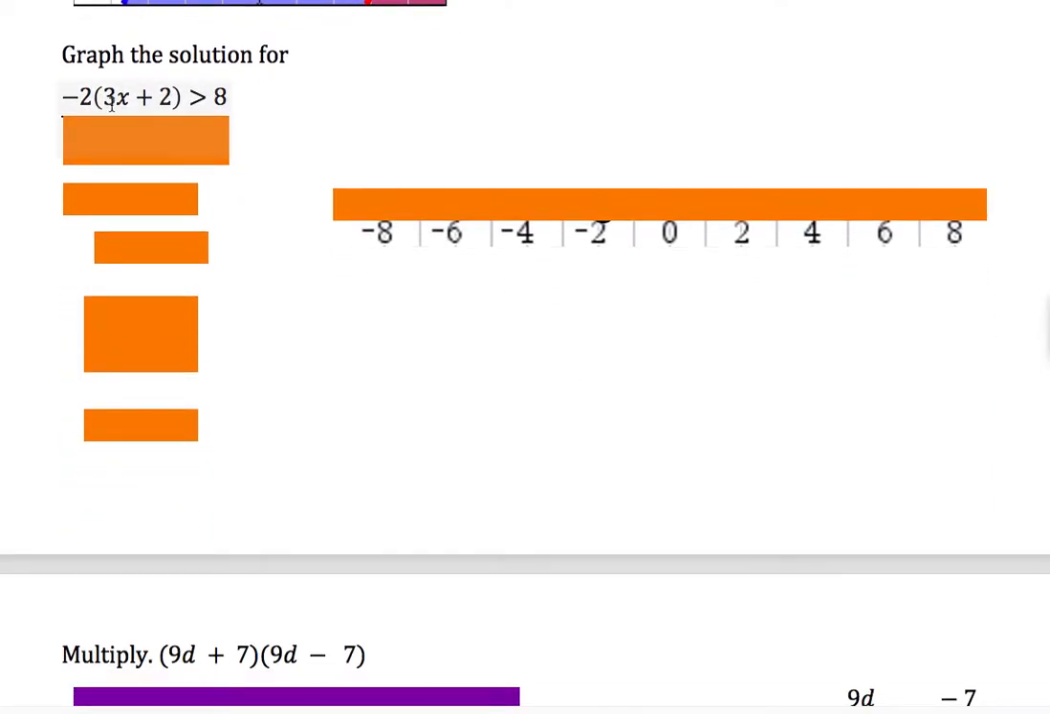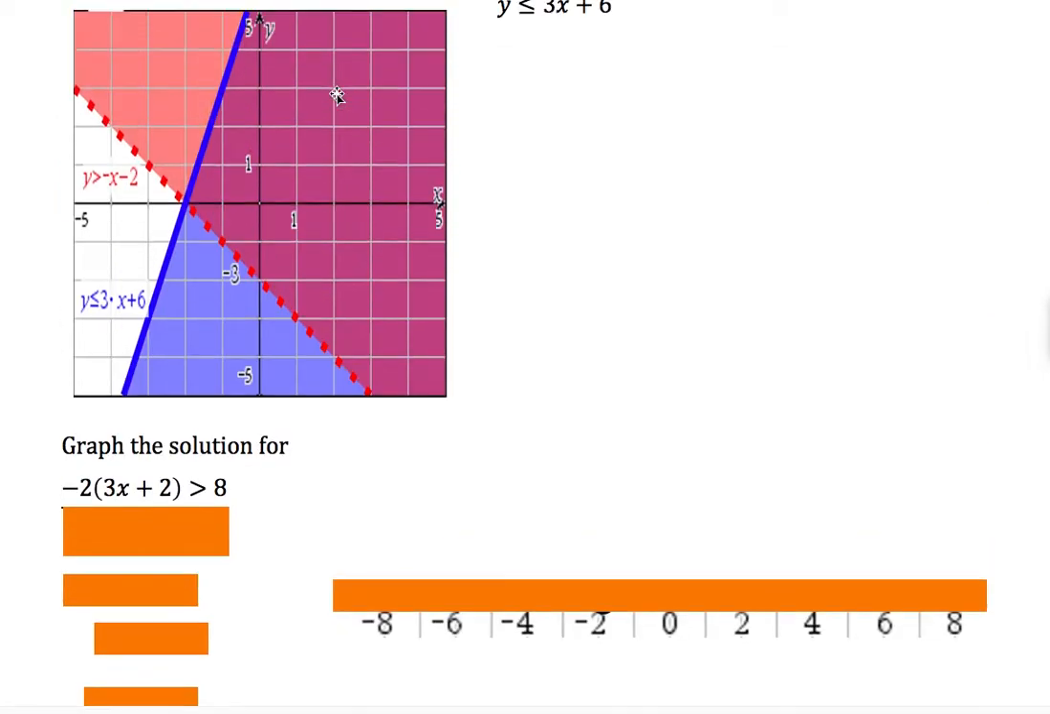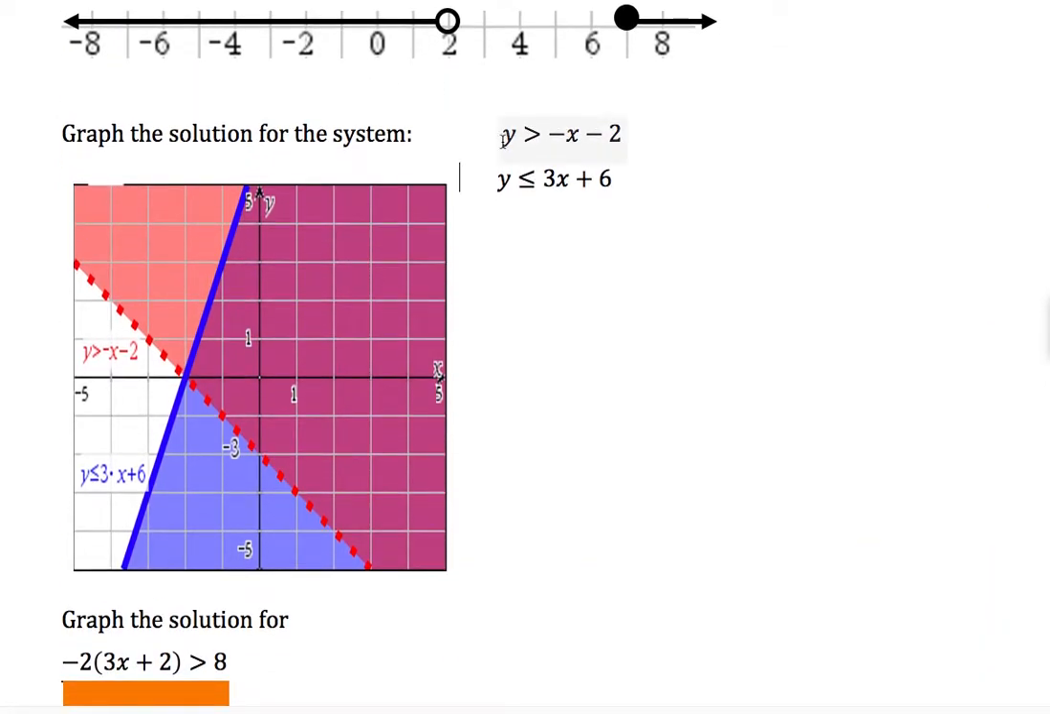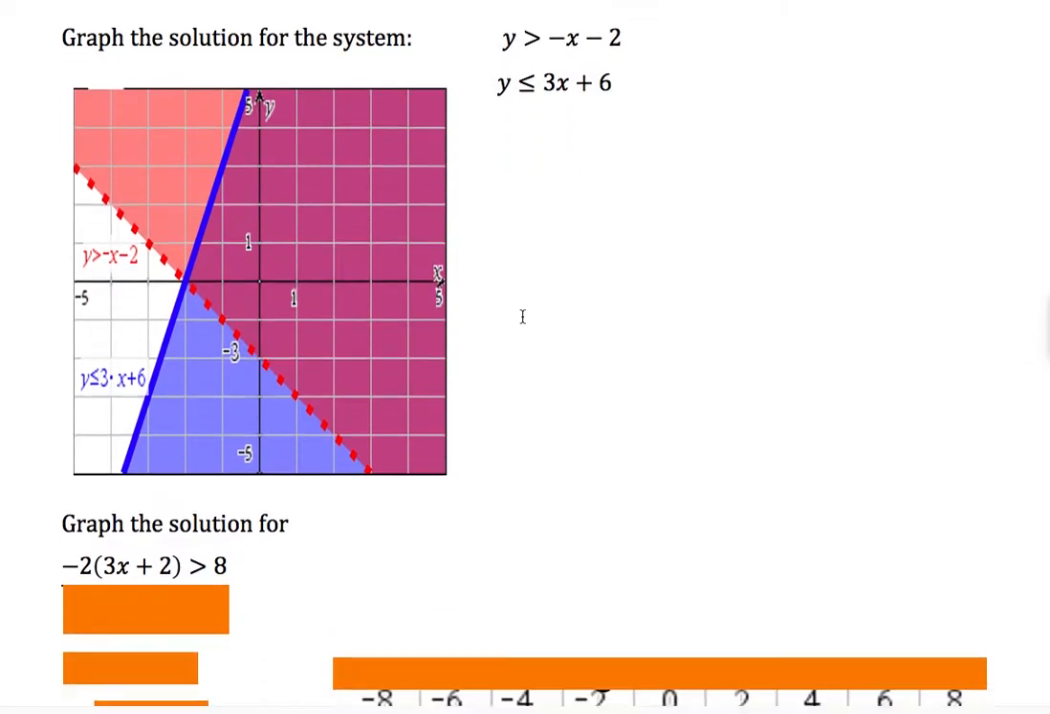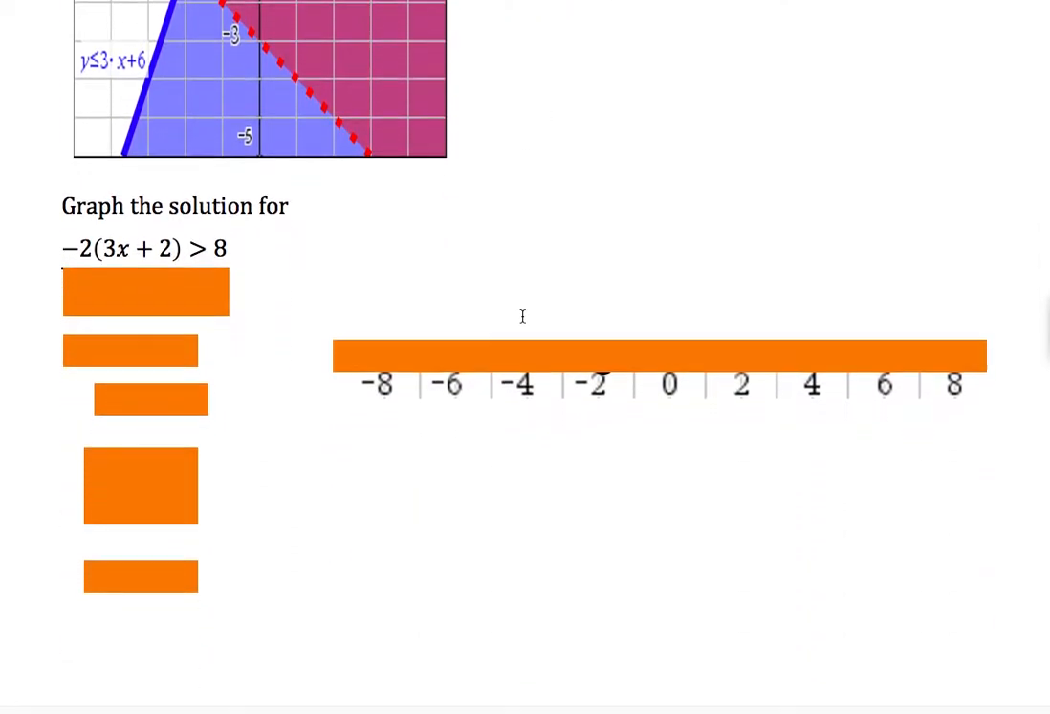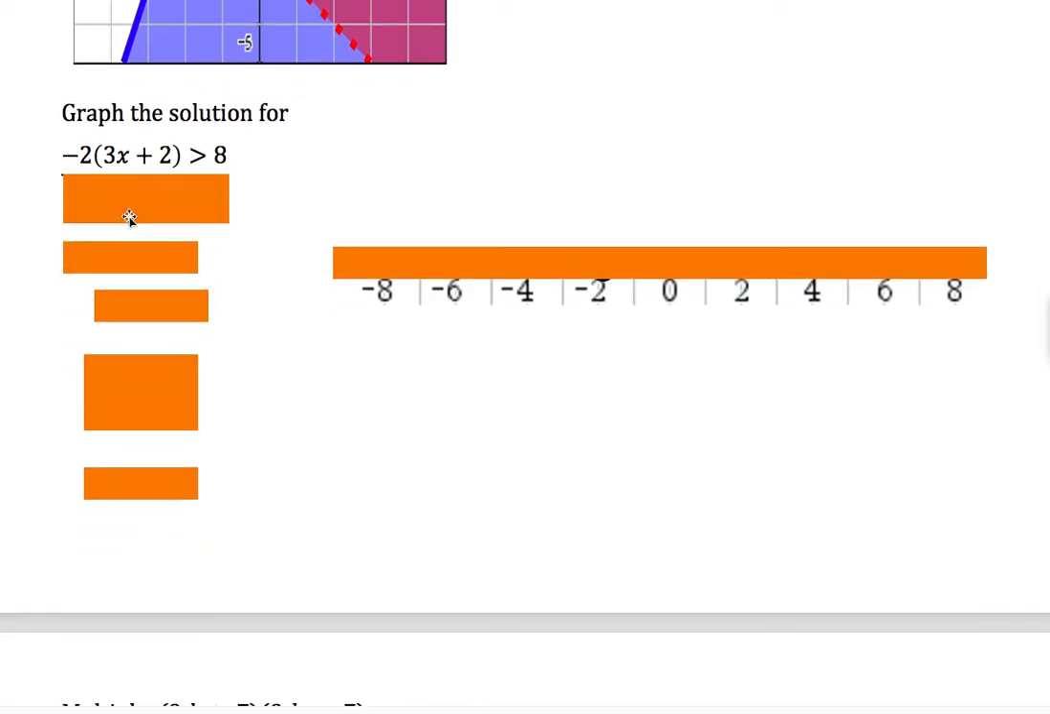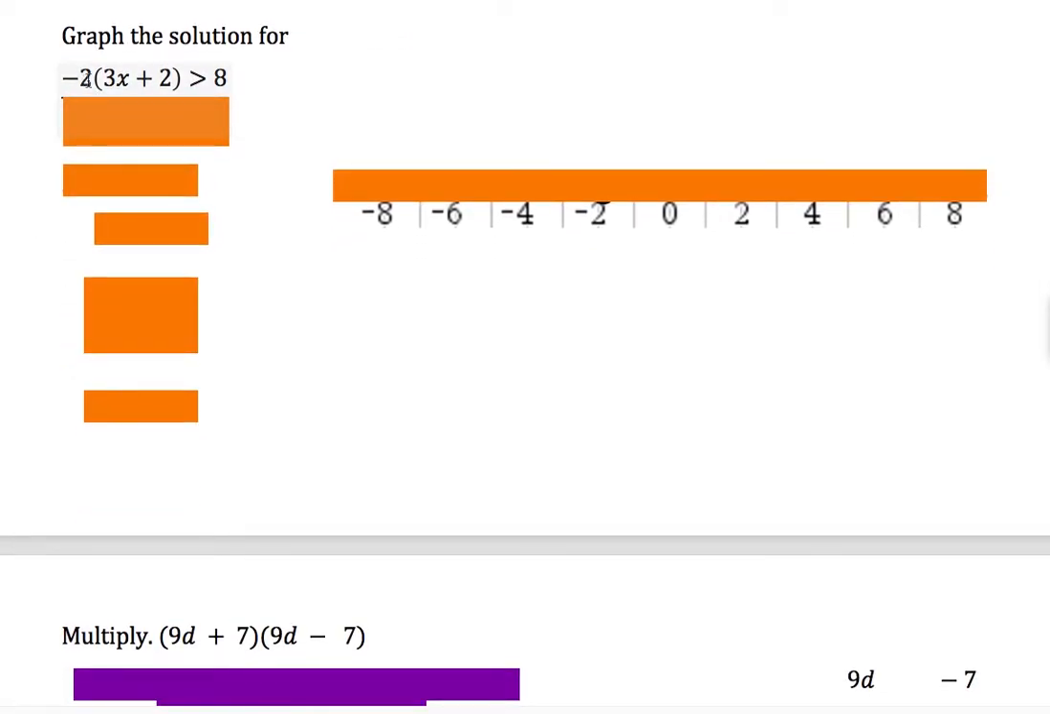Graph the solution for this inequality. Now notice here we had in this equation, when we graphed it on a normal graphing screen, we had a y variable and an x variable as part of our inequality. But when it's just a situation like this, where you just have one variable, then you're going to graph it on a number line like this. Okay, so to graph the solution for this equation, -2 times 3x plus 2 is greater than 8.